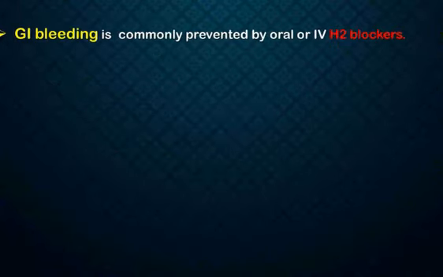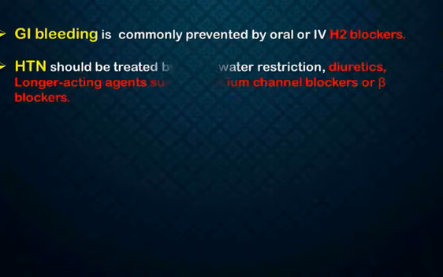A patient with acute kidney injury may have GI bleeding. So an H2 blocker is the management of choice, or proton pump inhibitors. The hypertension: a patient may have hypertension. So salt and water restriction, diuretics have a role, and long-acting agents like calcium channel blockers or beta blockers.